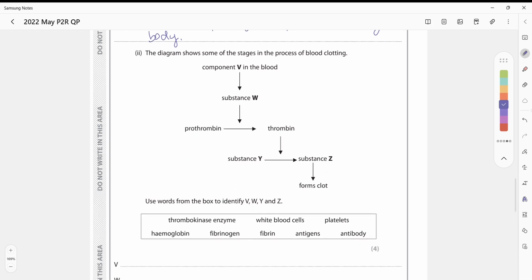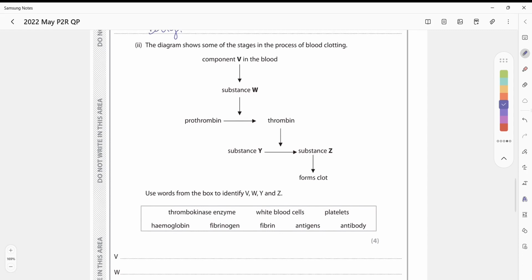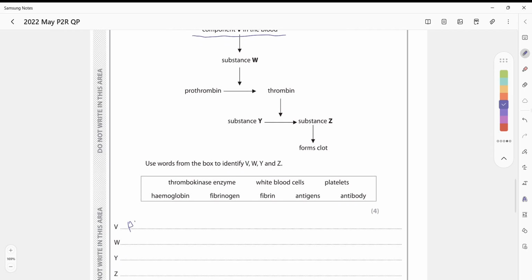Part 2, the diagram shows some of the stages in the process of blood clotting. Component V in the blood. Okay, so you do kind of just need to remember this. There are several components in the blood. You have your plasma, your red blood cells, your white blood cells. Your red blood cells transport oxygen, your white blood cells help fight against pathogens, and then you have your platelets. So that's component V. So V is the platelets.